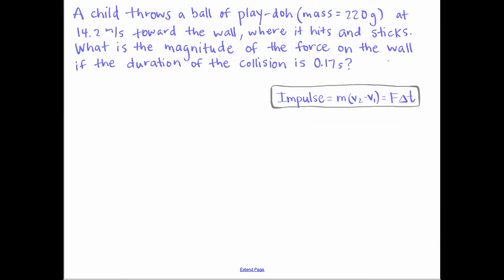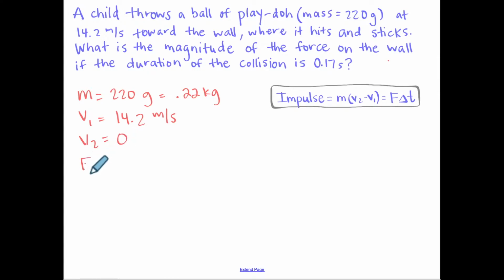Okay, in this case we have a mass of 220 grams, which we will convert to 0.22 kilograms. We have an initial velocity of this ball of Play-Doh of 14.2 meters per second. It's going to hit the wall and then it's going to stop, so V2 is going to be 0. The magnitude of the force is what we're looking for, and the time that it takes to stop is 0.17 seconds. So in this case, they don't give us the impulse. We could calculate it, but they don't ask for it, so we are going to use this part equals this part of our equation this time.